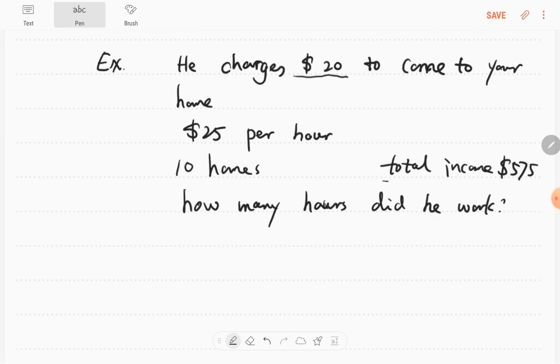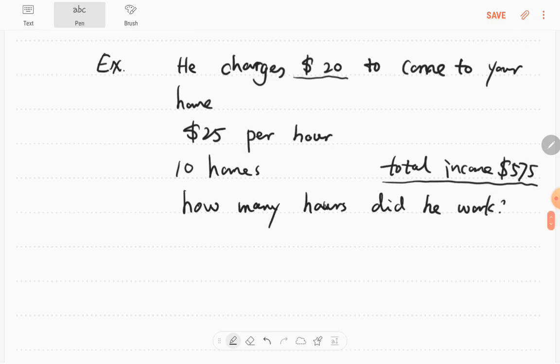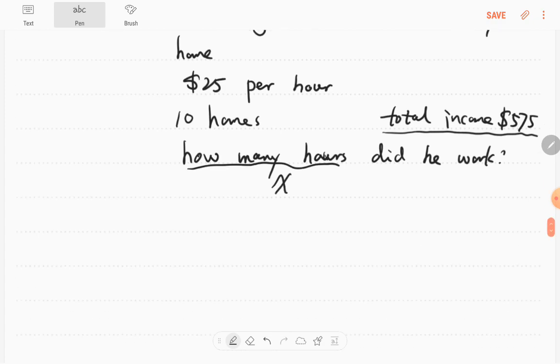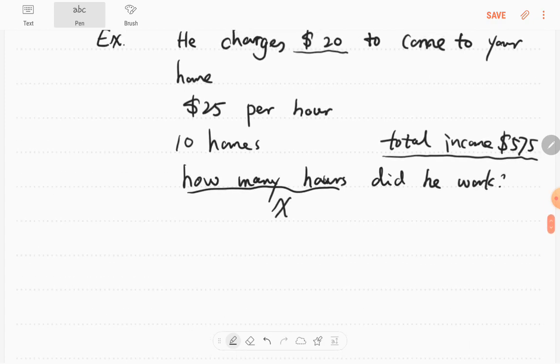So we already know the total income, right? And his income includes two parts, right? One part we call the on-site fee. Another one is the work. So next step we set how many hours as our x variable. We check how can we get the equation.